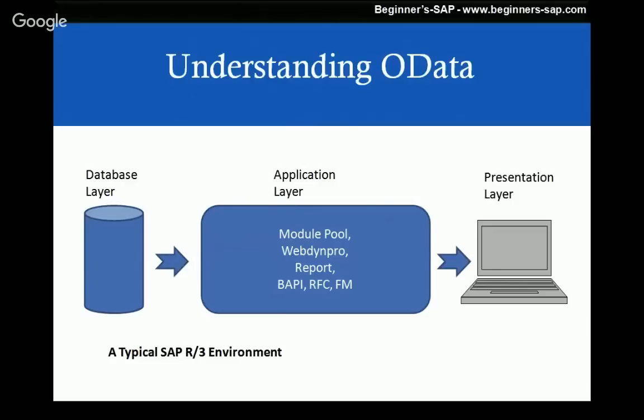So, understanding OData. If you look at this diagram, it should be very clear to every one of our ABAP developers. Everyone knows that this is a 3-tier architecture, a 3-tier R/3 design. Here you have the database layer, then the application layer, and the presentation layer.